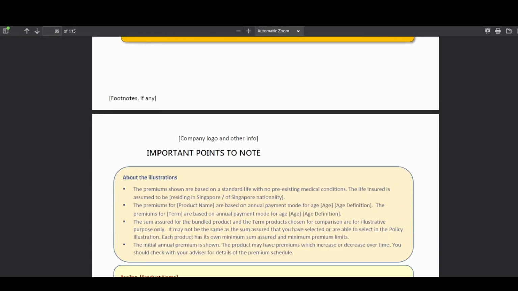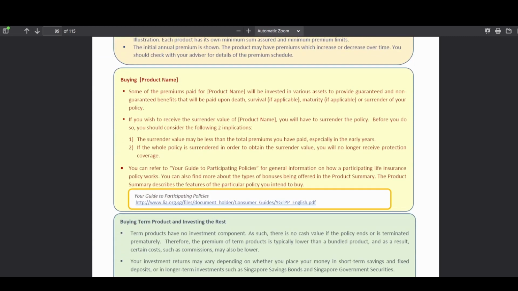And there's a last page of some notes about the illustration that you can read if you want to. I'll put the link in the description below for you to check it out if you like.